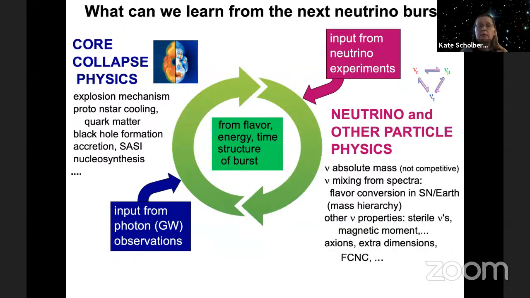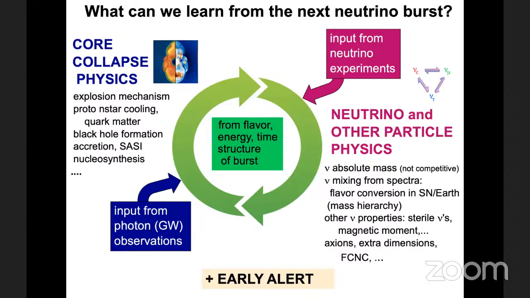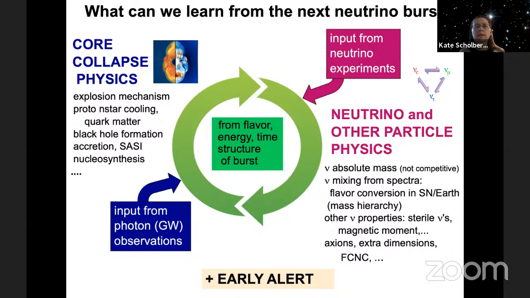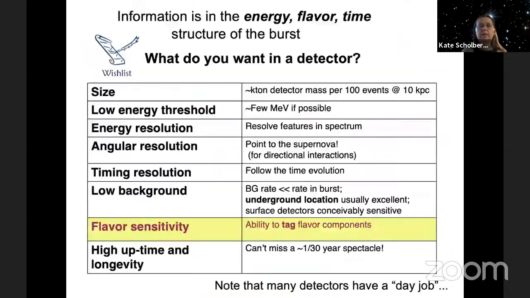And gravitational waves may also play a role here. And you heard also about the early alert, that also the neutrinos, the fact they get out very fast, will help astronomers in finding the observable electromagnetic radiation as fast as possible.